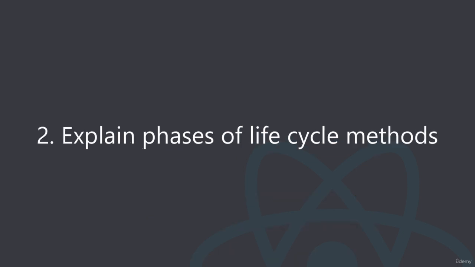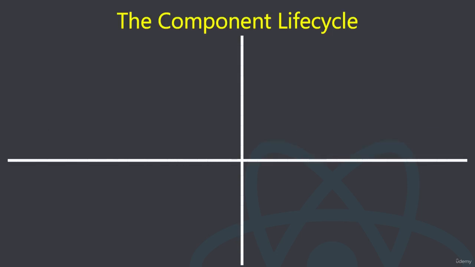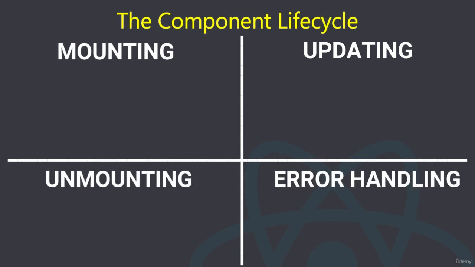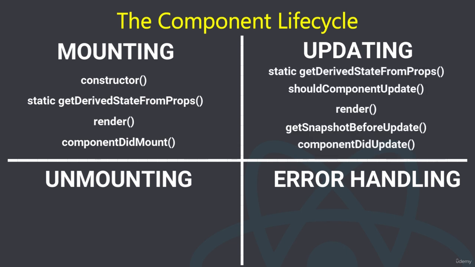The second question is, explain phases of lifecycle methods. These are the common phases of a component: mounting, updating, unmounting, and error handling. So whenever there is a mounting phase, these are the methods. When you have updating phase, you have these methods. In unmounting, you have this method. And while error, there is one more method which you have.